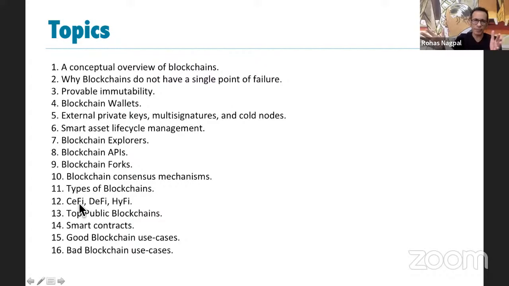Then we're going to compare briefly centralized finance, decentralized finance, and hybrid finance. We'll discuss some of the top public blockchains, smart contracts, and finally, two very important topics. What is a good blockchain use case and what is a bad blockchain use case?